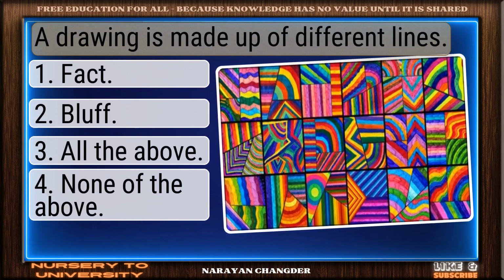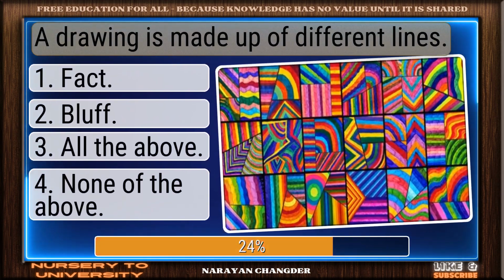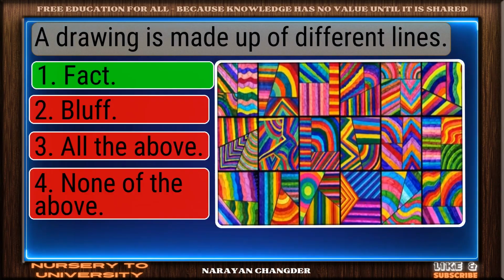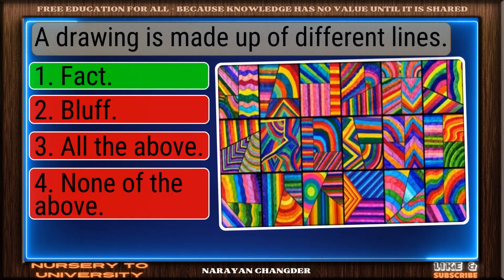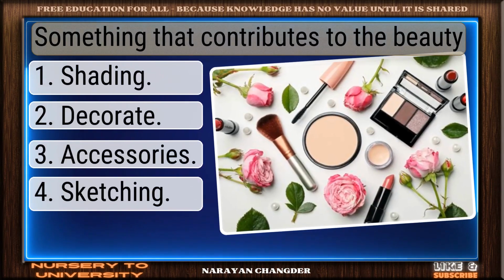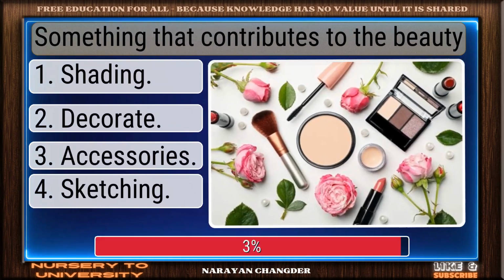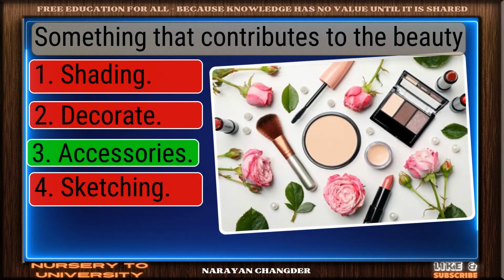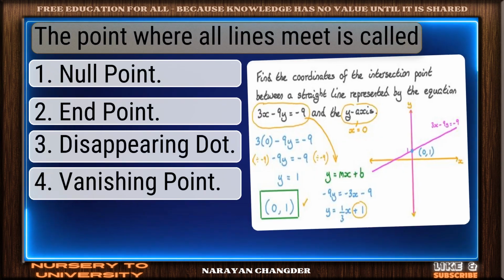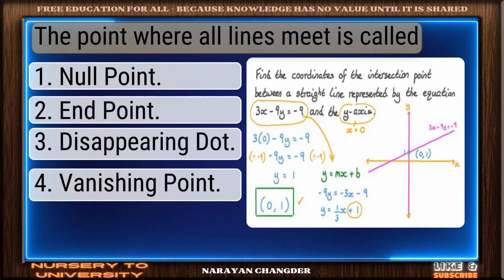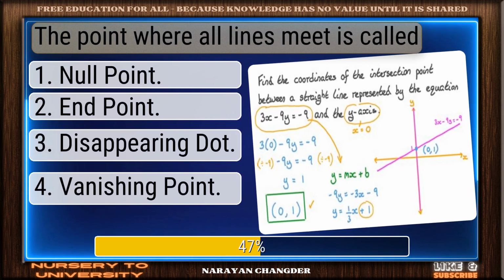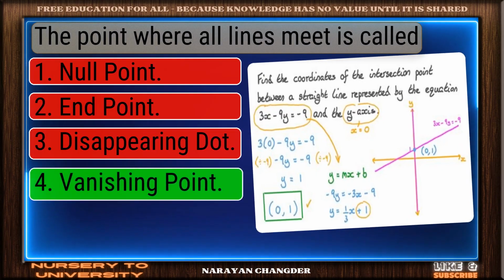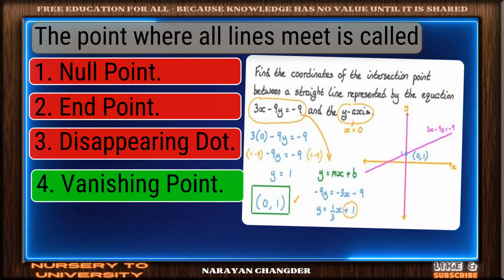A drawing is made up of different lines. Correct. Fact is spot on. Something that contributes to the beauty. Valid point. Accessories is true. The point where all lines meet is called. Nice selection. Vanishing point is correct.